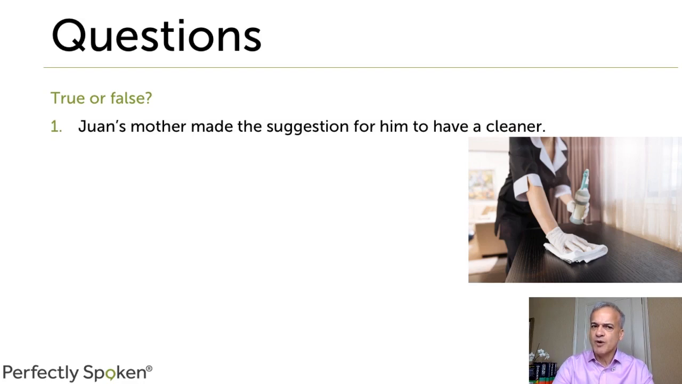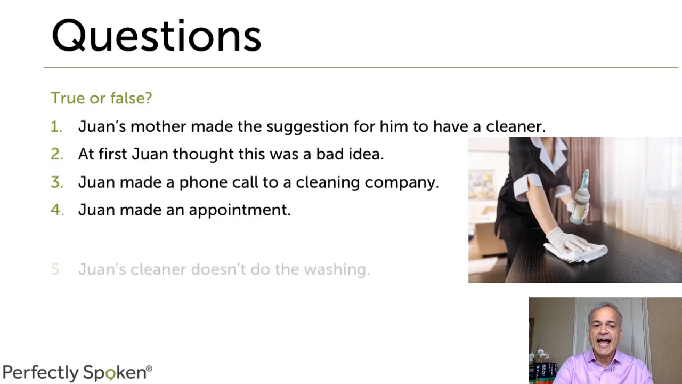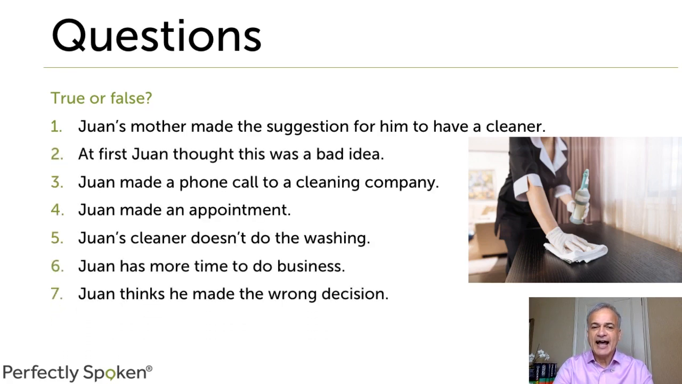So now, true or false? Number one, Juan's mother made the suggestion for him to have a cleaner. Number two, T or F, true or false? Number two, at first, Juan thought this was a bad idea. Number three, Juan made a phone call to a cleaning company. Number four, Juan made an appointment. Number five, Juan's cleaner doesn't do the washing. Number six, Juan has more time to do business. And number seven, Juan thinks he made the wrong decision. Answers?